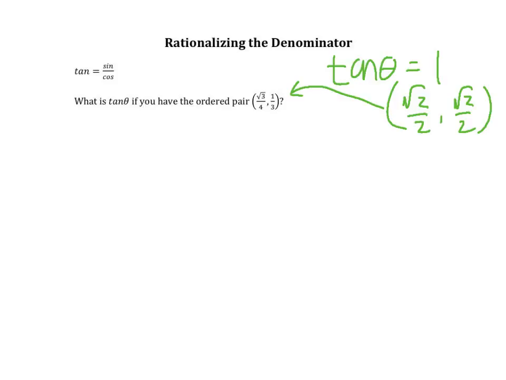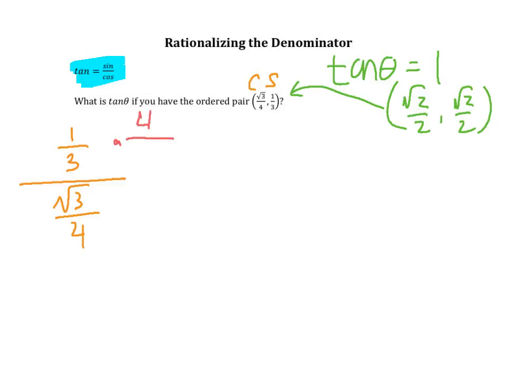Well, I know that tangent is going to be sine over cosine. So I'm going to draw my fraction. My sine value is 1/3, so I'm going to put 1/3 over my cosine value, which is square root of 3 over 4. Now we need to multiply the fraction. So I have 1/3 times the reciprocal of the denominator, which is 4 divided by square root of 3 over 4. I just took this fraction and flipped it over.